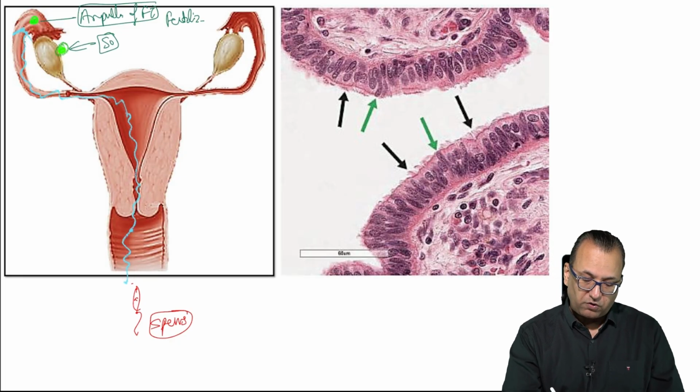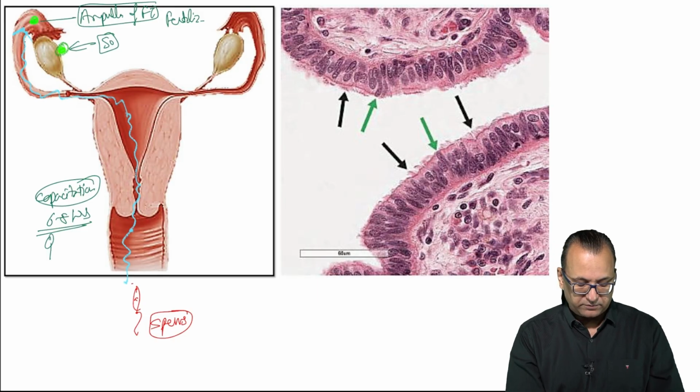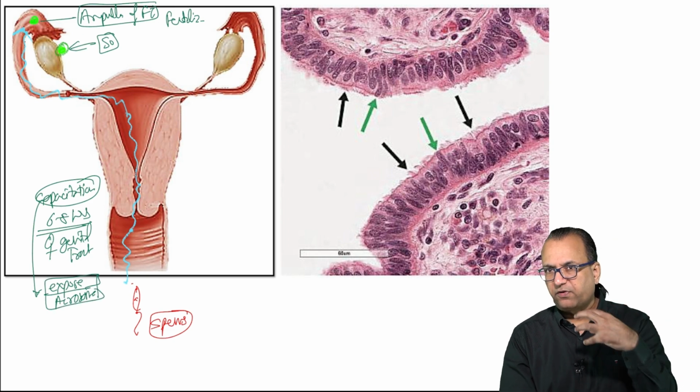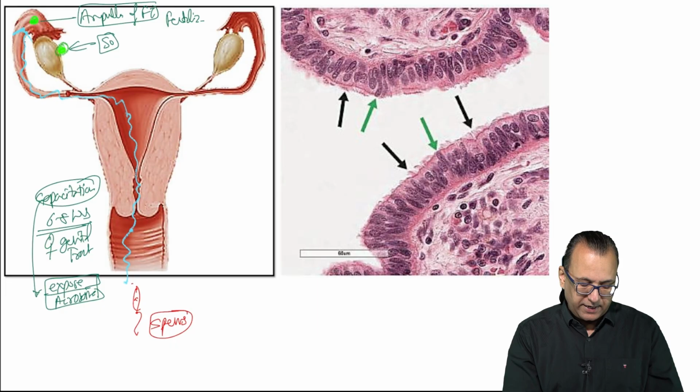They have to undergo what is called as capacitation, and capacitation takes around 6 to 8 hours. It happens in female genital tract, and that capacitation is basically to expose the acrosome area, so that the sperm get ready for penetrating zona pellucida for fertilization. Not only it will change the membrane properties, but it will also change the motility, that is capacitation.